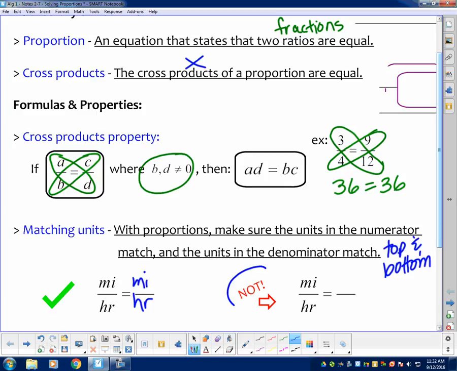So if you have miles per hour, you cannot do hours over miles. This does not work. It'll make more sense as we go along.